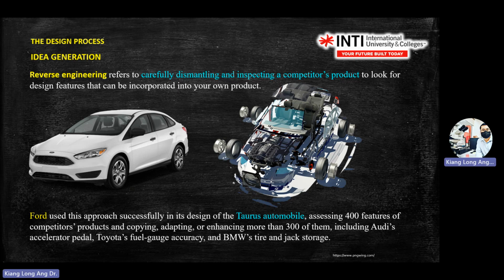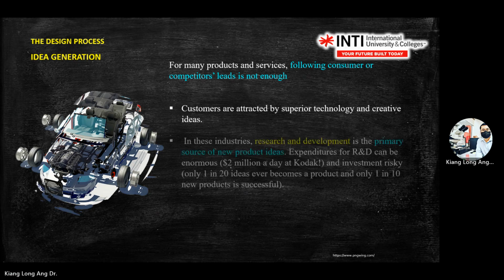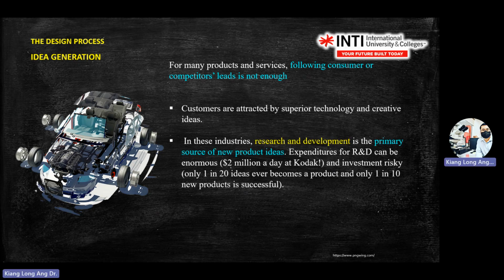These are a few examples. For example, Ford used this approach for their models, the Taurus. They copied from BMWs, from Toyotas and others. Okay, so we're still at the idea generation phase, the first phase. Another source is R&D. If you want to develop something new, normally you start with the R&D department.